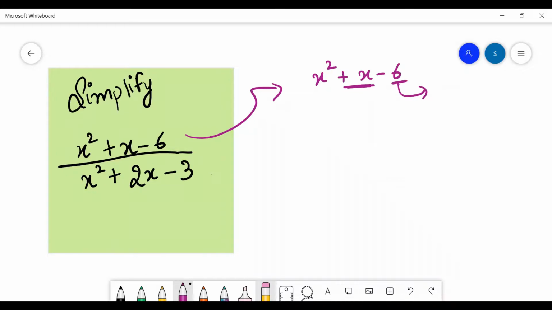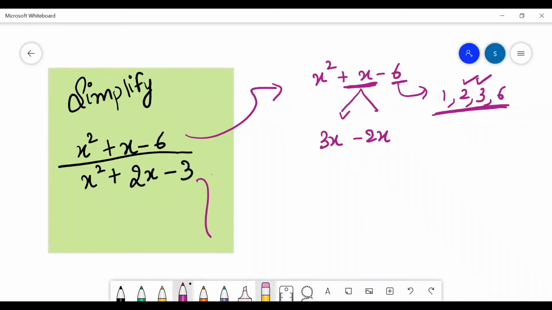The constant here is 6, right? So what are the factors of 6? 1, 2, 3 and 6. These are the factors of 6. So use any two numbers among these factors to split the x. So I'm going to choose 2 and 3. So this x, I'm going to write it as 3x minus 2x. That's it. That's how I split the numerator.